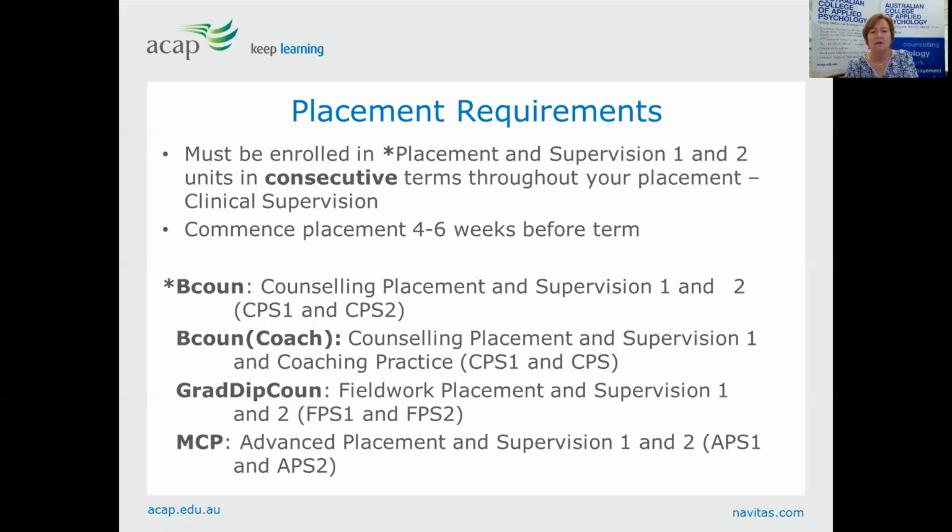Graduate diplomas, you're going to do fieldwork placement and supervision 1 and 2, and masters, you're going to do the advanced placement supervision 1 and 2.